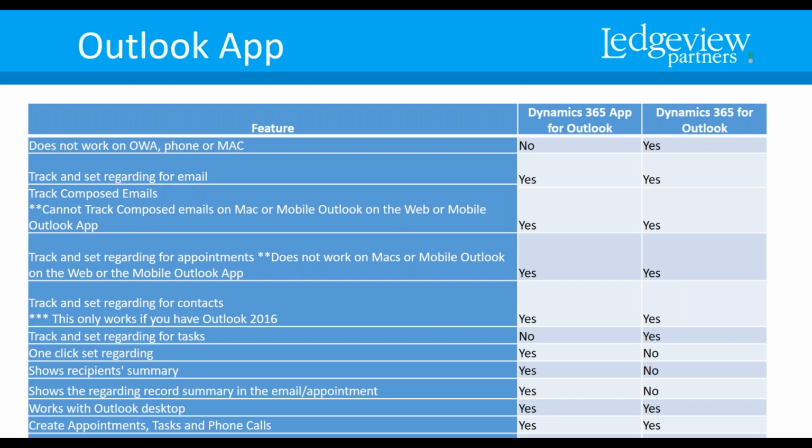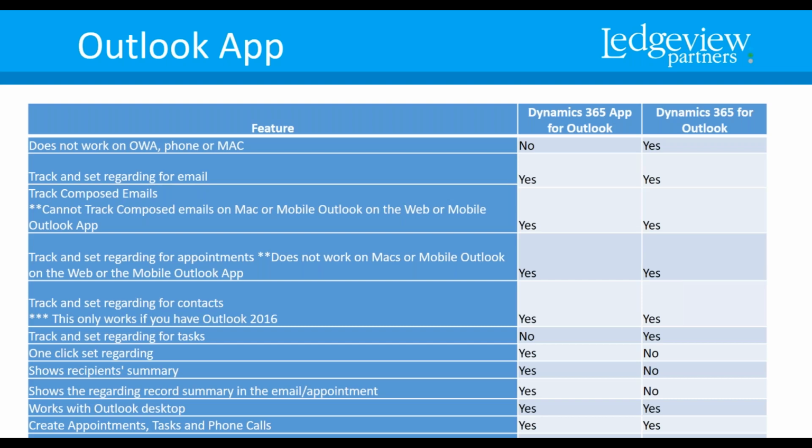Now, track and set regarding for contacts. This only works on the client, meaning on your desktop Outlook. Excuse me, not the Outlook client. I apologize for misspeaking there. If you have Outlook 2016 or newer, you can track and set regarding contacts with the Outlook app. And this was a great feature of Dynamics 365 for Outlook client. It was a big feature that a lot of people enjoyed using. So it's still there, still available.